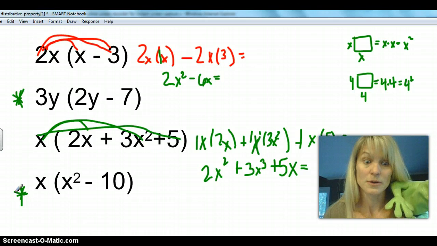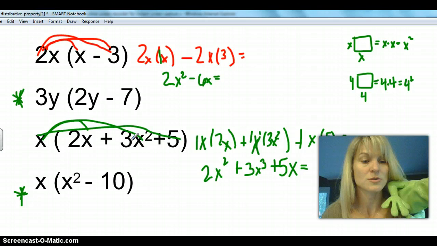So you have several items that you're supposed to do on your own tonight. And then we will go over this again, this distributive property, and practice it in class.